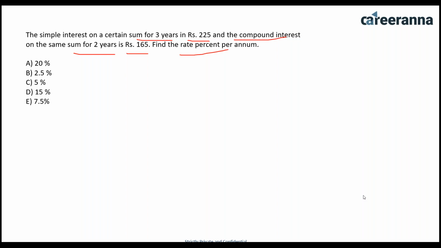Okay, answer for a lot of you is A. Okay, answer is A as per you guys.